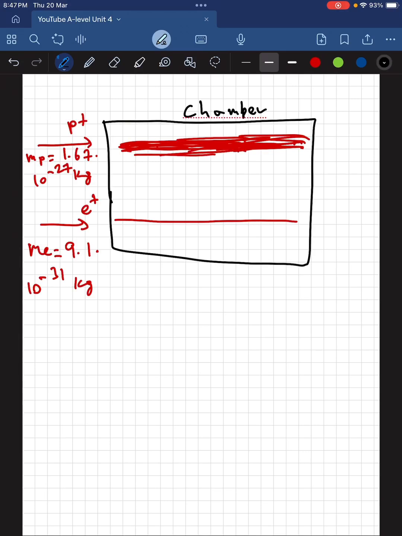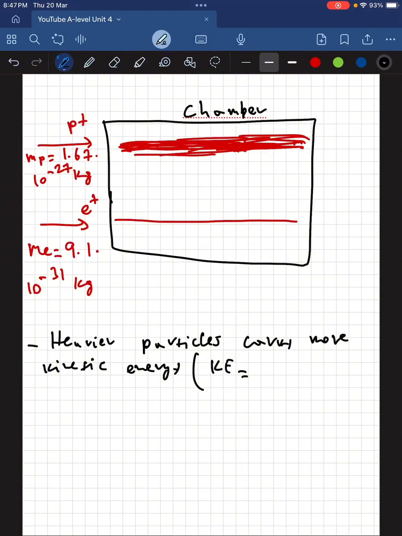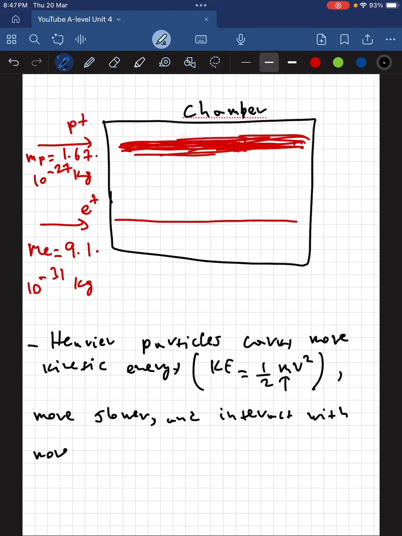Let's write down why. Heavier particles carry more kinetic energy because kinetic energy is 1/2 mv squared. So immediately we see the mass there. They move slower, and interact with more atoms.